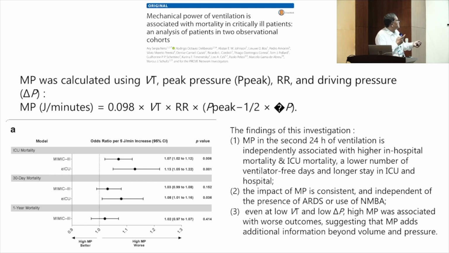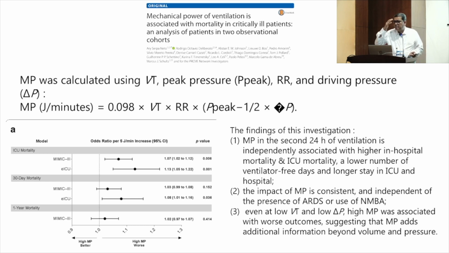They looked at 2 studies, and ICU mortality, 30 days, 1 year, all were higher in patients with a higher mechanical power. So they said that mechanical power is associated with higher mortality. The impact is consistent, independent of the presence of ARDS or the use of NMBA. And even at low tidal volume and low driving pressures, high mechanical power showed worse outcomes. That suggests that now you look at mechanical power, don't look only at driving pressure.